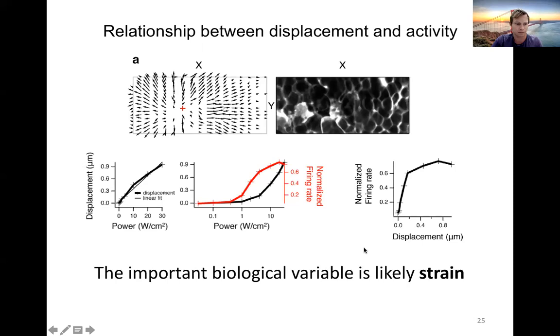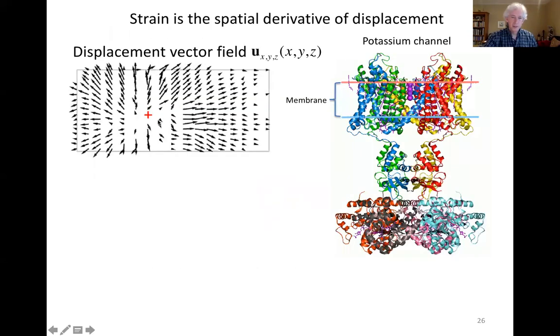Now, even though we're showing displacement here, I want to point out that the key variable that is sensed by the biological tissue is not exactly displacement, but it's strain, which I'll explain a little bit more in just a second, which is how the displacement changes over space. So now looking at this displacement vector field again, let's consider that the sensor is going to be some small element like a single ion channel in a membrane.